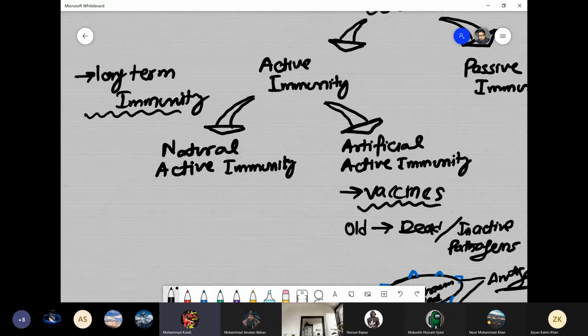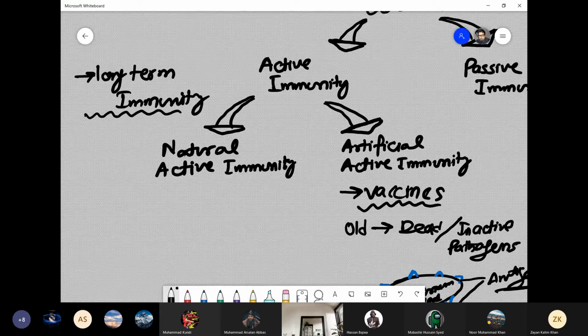Sir, because our body already produced antibodies against it. Yes, because of the memory cells present in the body. The memory cells remember that this is the chickenpox virus. If it enters the body again, they have to produce this kind of antibodies.